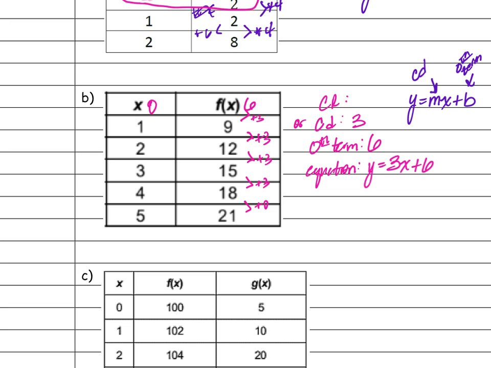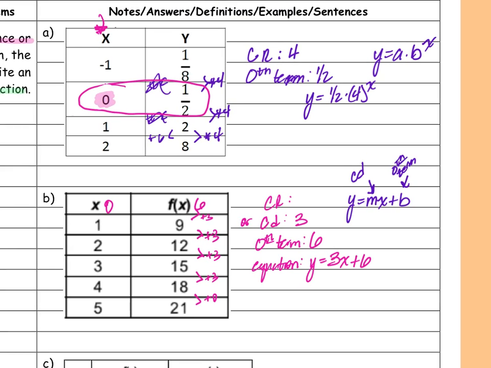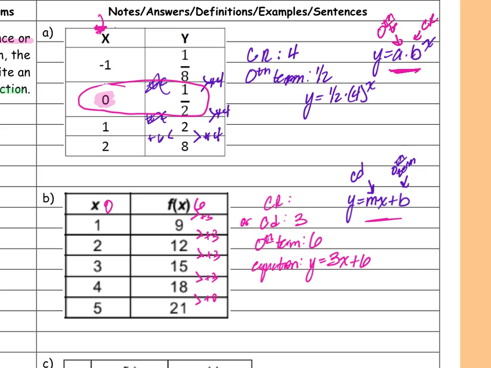So once I find my common difference and my 0th term, I just put it in. If it's a common difference, I put it into this formula. If it's a common ratio, I put it into this one. So this one's ratio, this one's difference. This is my common ratio, and this is my 0th term. See the difference between that, you guys?